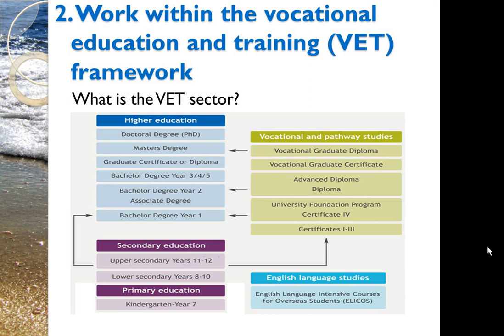So to work within the VET system, still part of your parameters, this little graphic shows in mauve or purple in the bottom left hand corner our schooling system. In blue is our university breakdown, and in green, which is the one we're interested in, is the vocational education and training framework. And as you can see at the bottom, it starts at Certificate 1 and goes all the way through to a graduate diploma.